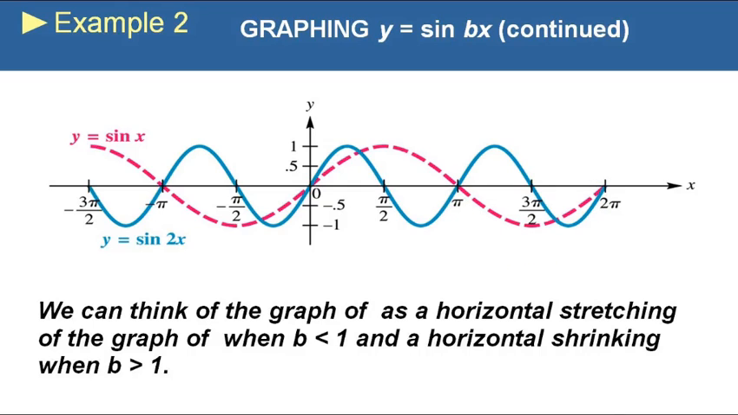So it's like the b number is a horizontal shrink, like here the period is shrunk, it's like the graph is being pressed together, when b is greater than 1. When b is less than 1, it's like a horizontal stretch.